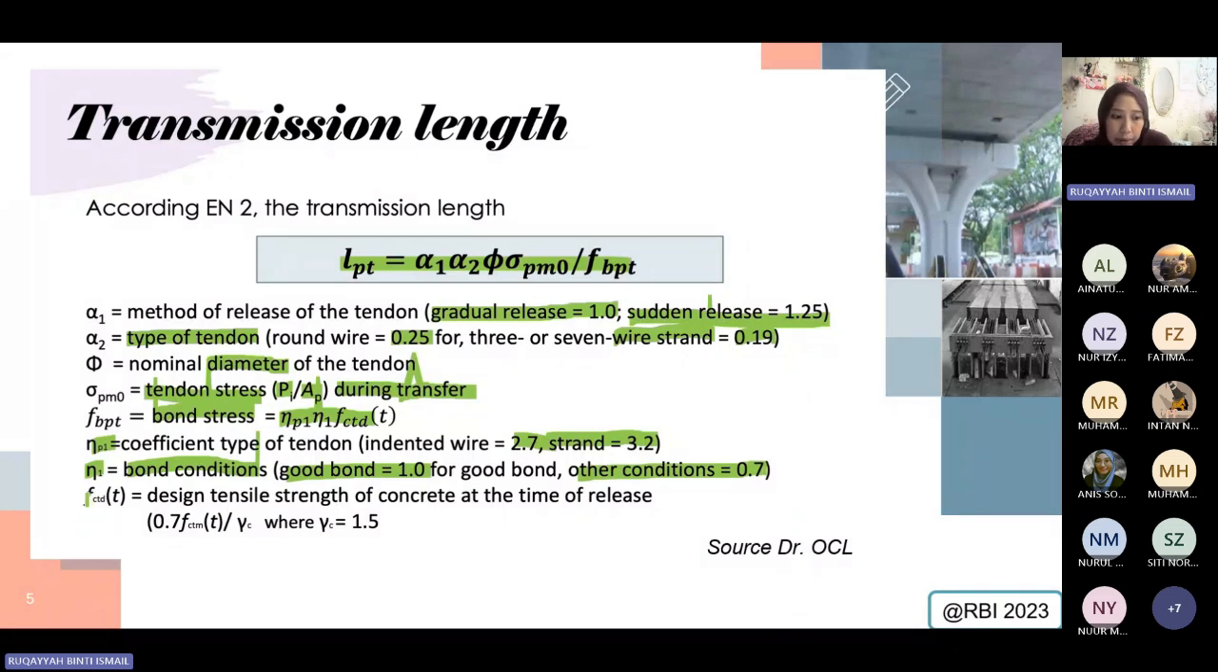So how to calculate fctd? Technically, you can take the fctm from Table 3.1 in the Eurocode, multiply with 0.7, and divide by gamma C. Gamma C can be taken as 1.5. So technically, you can calculate the tensile strength of the concrete. Put all the parameters inside this equation, and you can calculate your transmission length. Okay, are we clear?